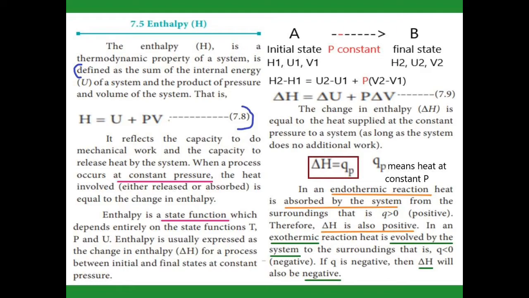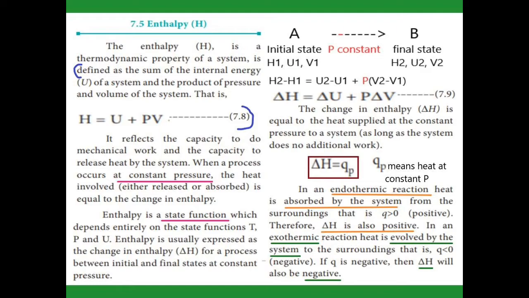Now the delta H value, after calculating that, we get QP. We will see in the next slide how it changes into QP. What does QP mean? It is the heat at constant pressure. In an endothermic reaction, what does endothermic mean? The heat enters the system. So heat is added, heat is absorbed by the system. So the heat quantity is a positive quantity, so the delta H value is also a positive quantity.